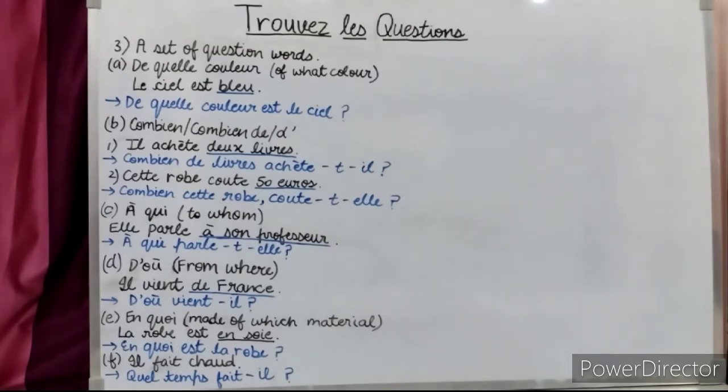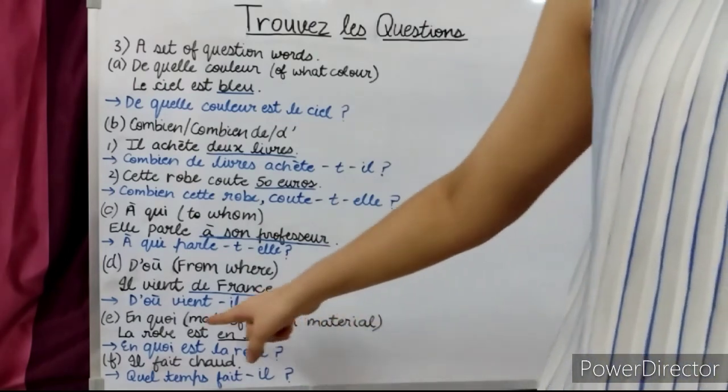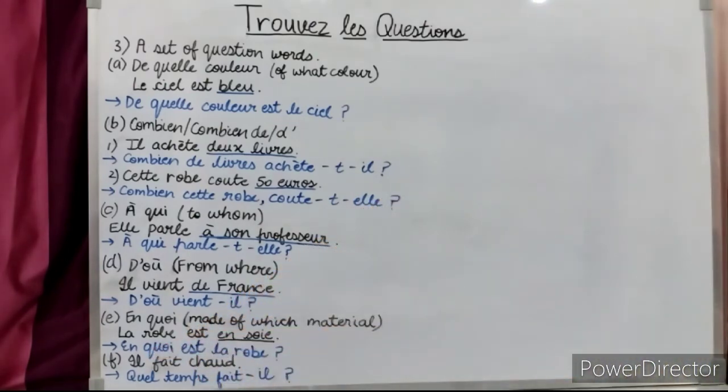Made of which material? La robe est en soie. The dress is in silk. La robe est en soie. En quoi est la robe? So here no inversion is required. Directly you can write en quoi est la robe. In which material is the dress? So the dress is in silk.